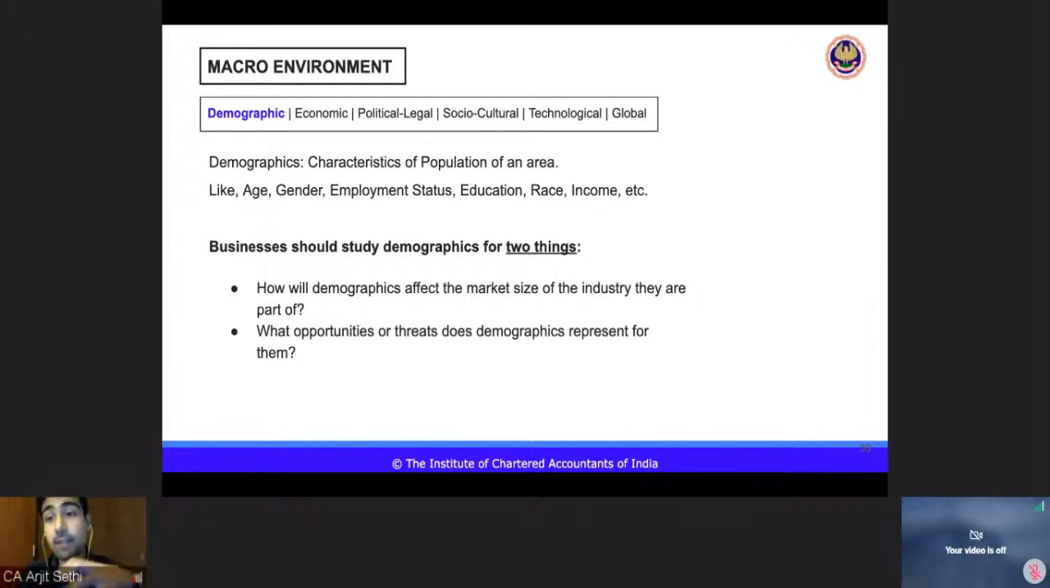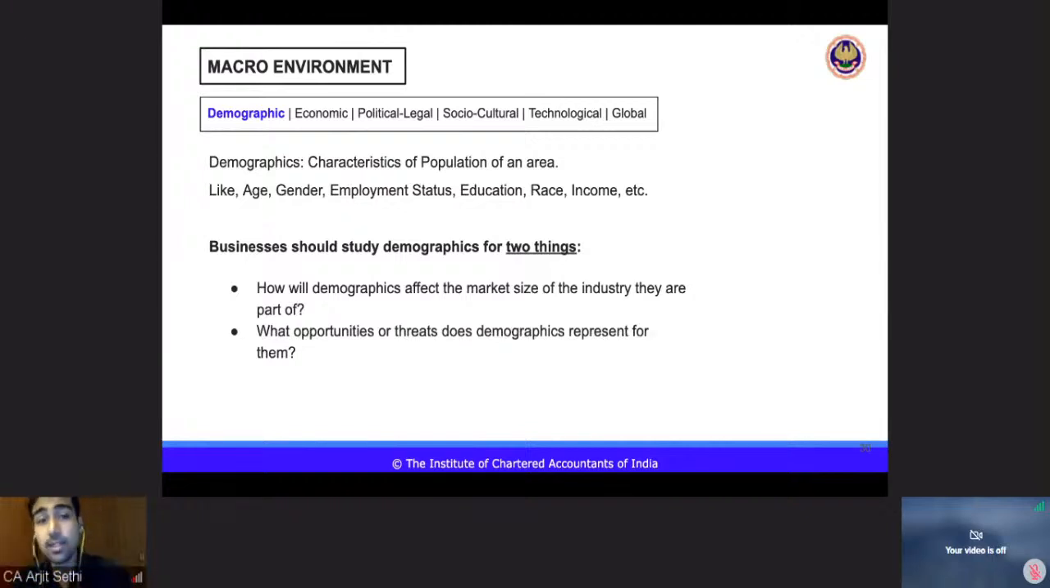What is the gender? We have more men than women. What is the employment status? There is a huge amount of unemployment in the nation. That is a characteristic of the population. That is demographic, right? What is the education? People are not very educated in India. Then race, like what is it? More of Hindus, more of this, more of that, right? What is the income? What is the average income of an Indian? Are people below the poverty line? Are people above the poverty line? What is the percentage of people in those brackets, right?